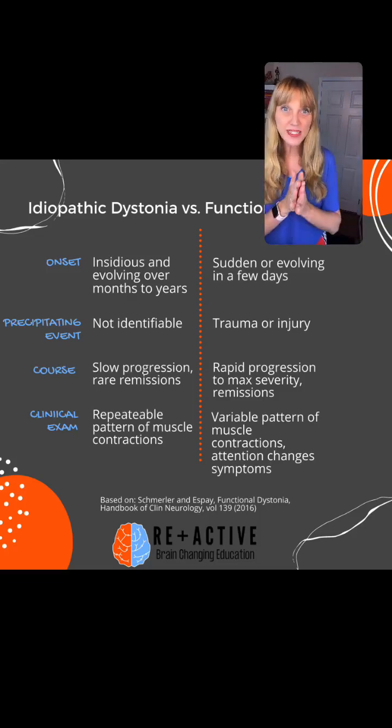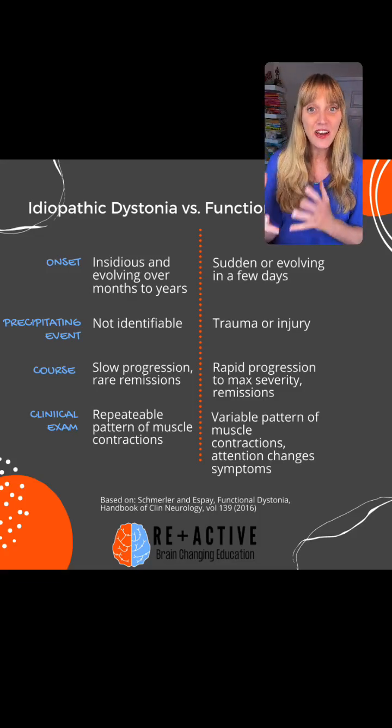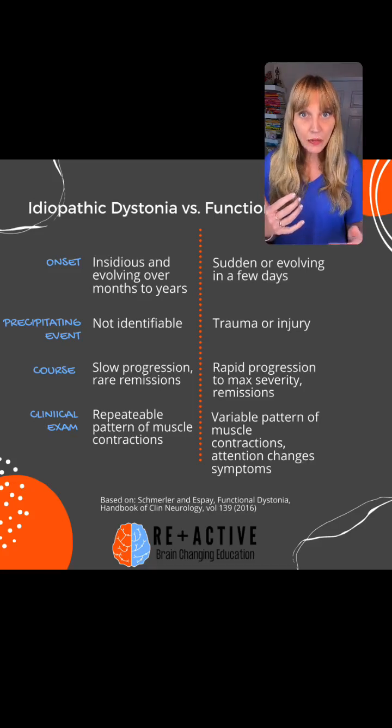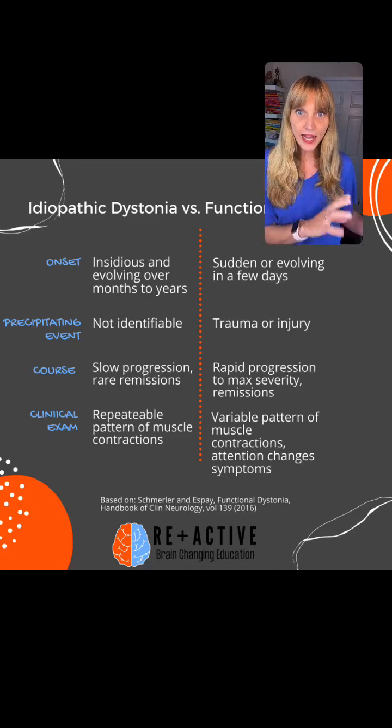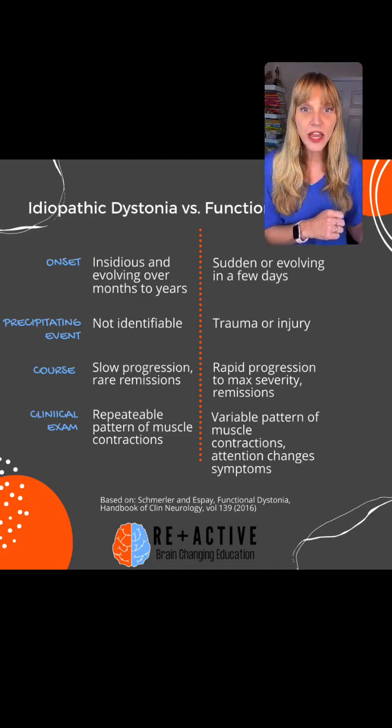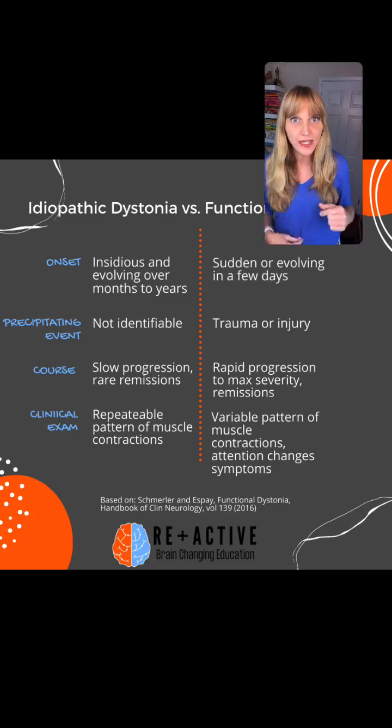So the clinical exam. So this is really important. As a therapist, we're going to screen for the presence of these. In idiopathic dystonia, we see a repeatable pattern of muscle contractions, whereas in functional dystonia, we see a variable pattern. Attention can change it. Cold can change it.